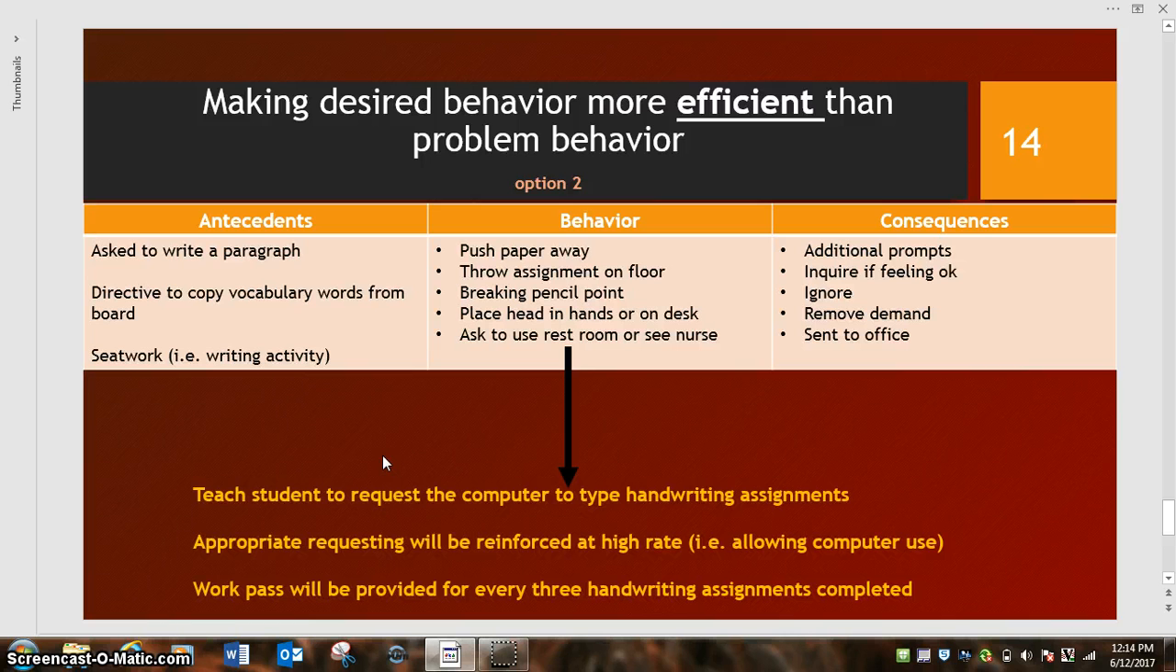Again, the aim of the examples is to illustrate how to use the intervention framework in order to develop strategies to address challenging behavior. Please understand that there are many intervention possibilities.